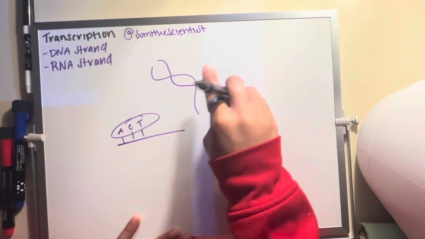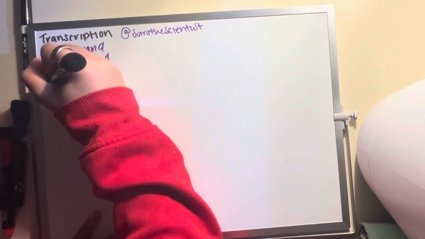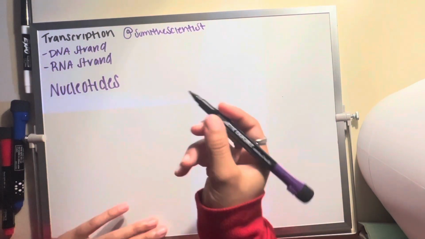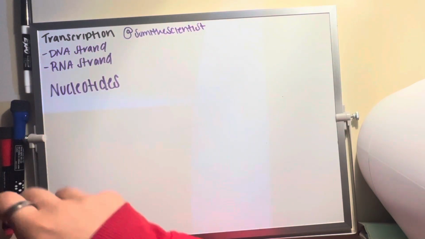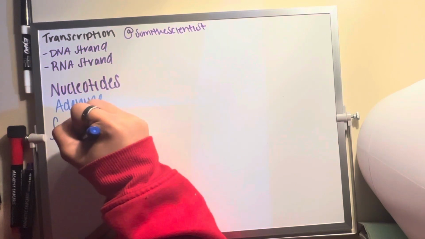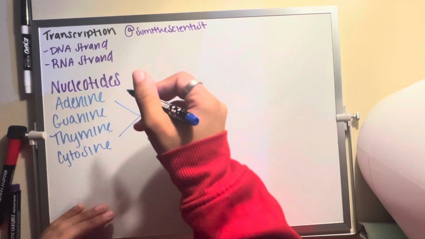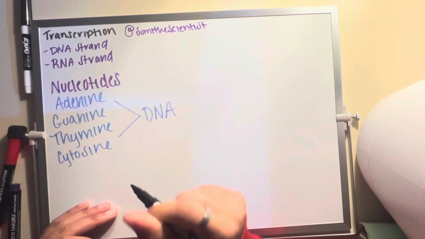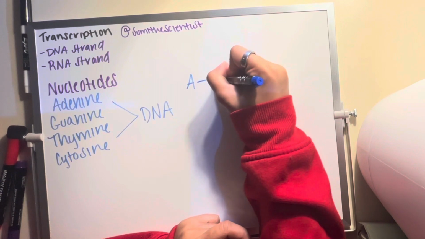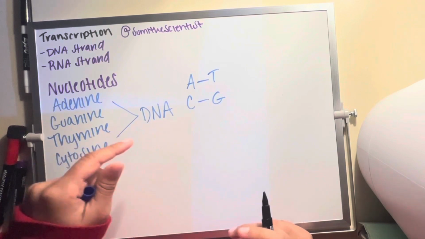Nucleotides are one of the biological molecules. Our nucleotides make up our DNA strands. So our nucleotides consist of adenine, guanine, thymine, cytosine. These are all present in DNA. Now, if you know the rules of complementary base pairing, A goes with T and C goes with G. That's the rule in DNA.